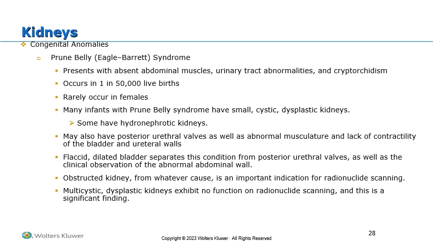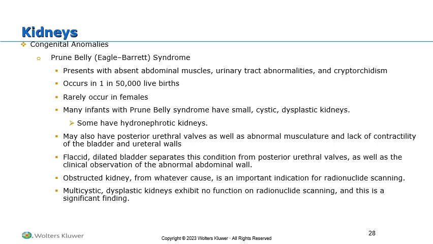Many infants with prune belly syndrome have small cystic dysplastic kidneys because they've had those posterior urethral valves. Some can have hydronephrotic kidneys. They may, and may is the keyword here, have posterior urethral valves. That's why it's so easily confused with posterior urethral valves itself. But there's an additional abnormality here where we have absent abdominal muscles. Because of this, these babies end up with flaccid, dilated bladders. It separates the condition from posterior urethral valves, in the bladder and the abdominal wall.